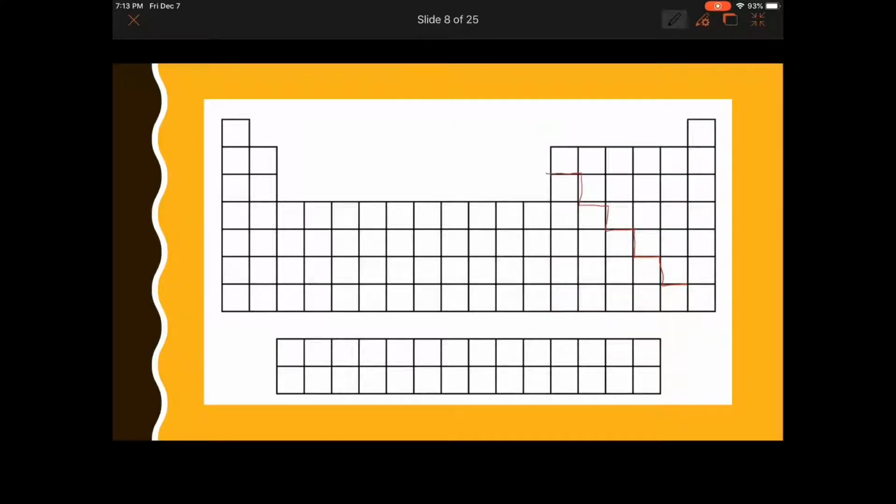And on your blank periodic table, you can write the elements if you would like to, or you can write their atomic number or whatever may work for you. I'm going to write these in here just so you get an idea of what I'm coloring for this stair step, since that's an important part of this.